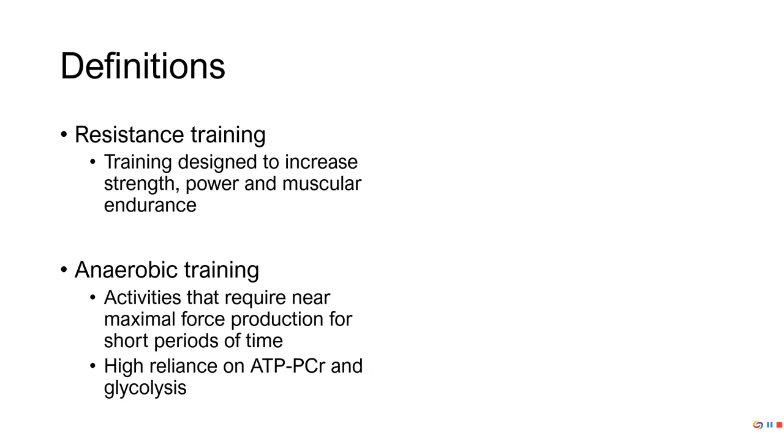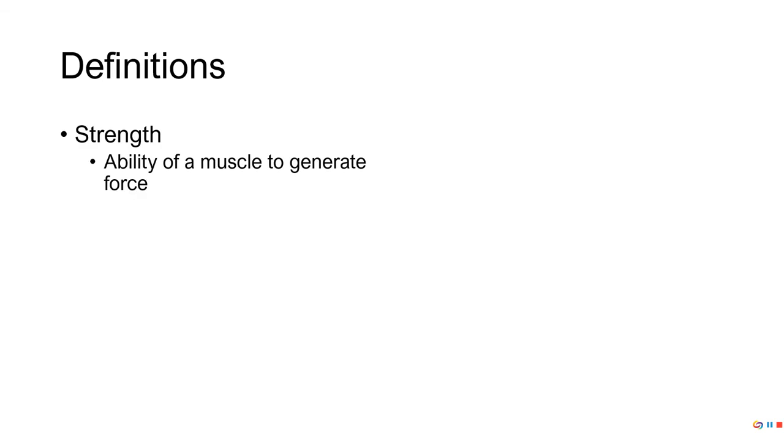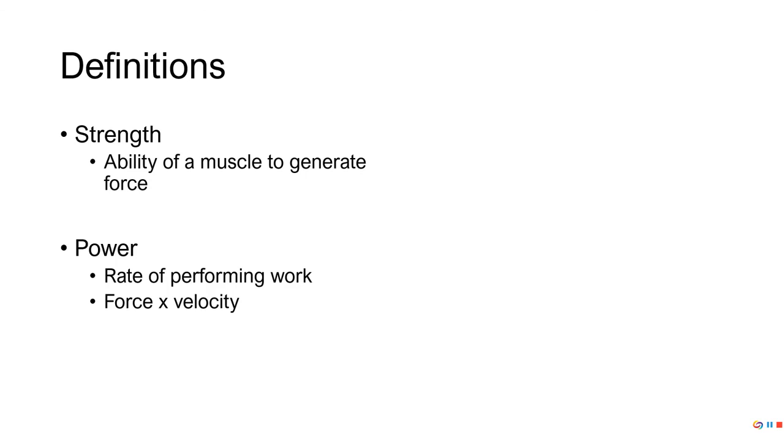Okay, so strength, what is strength? Well, it's just the ability of a muscle to generate force. And then power is the rate at which you're performing work. And so if you were in a physics class and they asked you, how do you calculate power? It's force times velocity. Okay, and so the same can be said with aerobic or anaerobic or any sort of exercise. You can calculate power, right? And so power during anaerobic activities is likely going to be much higher than power during an aerobic activity.